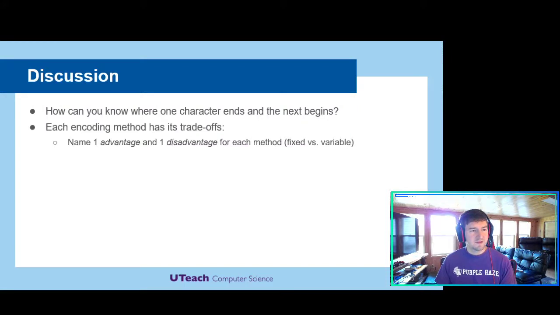So each encoding method has its trade-off. So think about one advantage and one disadvantage for each method. And just as an example, with the fixed length, an advantage would be you don't have to put spaces in there, and it's more, I guess, streamlined, maybe easier to code, because every certain amount it's going to reset and it's going to restart.